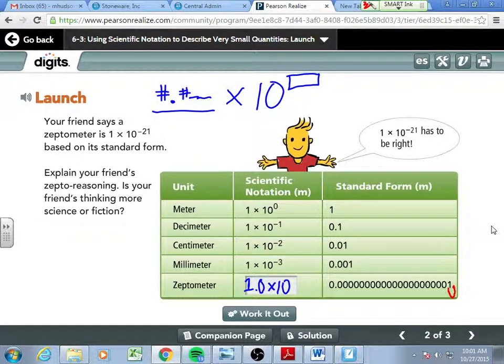So if I do that, we have 1, 2, 3, 4, 5, 6, 7, 8, 9, 10, 11, 12, 13, 14, 15, 16, 17, 18, 19, 20, 21. Negative 21 because we have to shift it to the left. So the negative exponent tells us to move to the left. So your friend is correct. It is 1 times 10 to the negative 21st power.